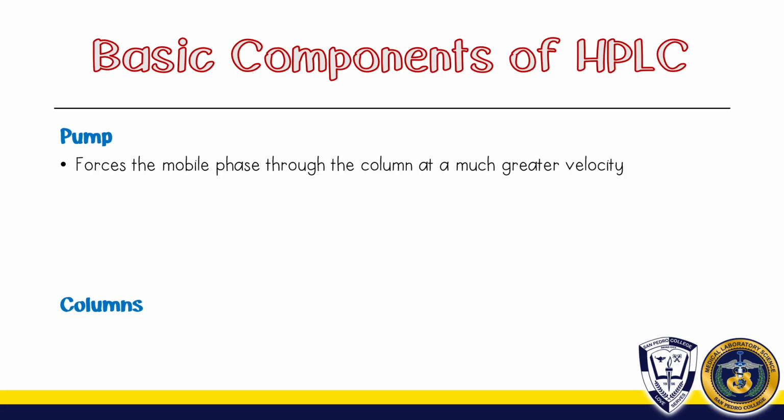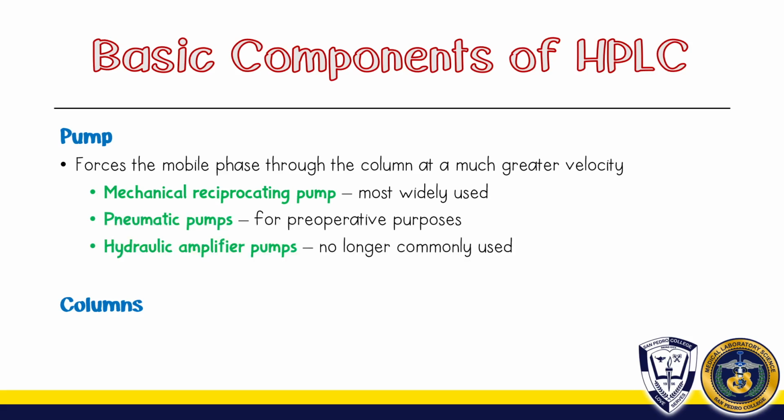So, what is this pump? The pump forces the mobile phase through the column at a much greater velocity, and these are examples of the different pumps being used. Again, the high pressure pump helps in hastening separation. And there are three kinds. Your mechanical reciprocating pump, which is the most widely used. Pneumatic pumps for pre-operative purposes. You have hydraulic amplifier pumps, but as of the moment, it is no longer commonly used.